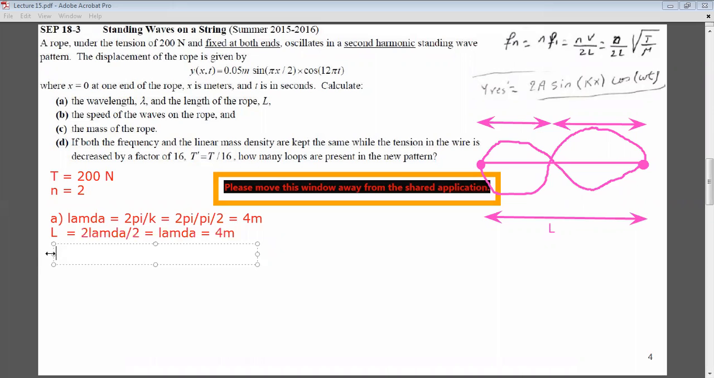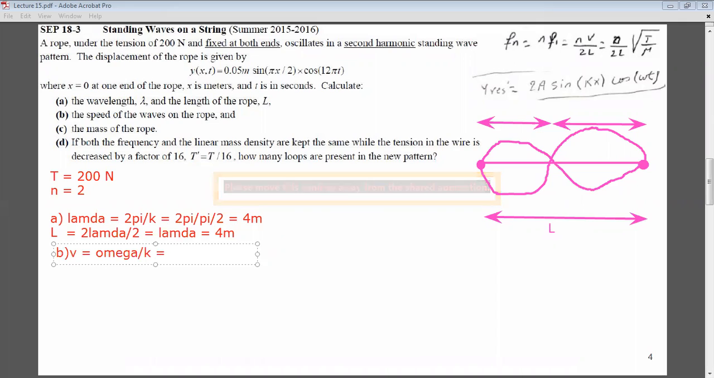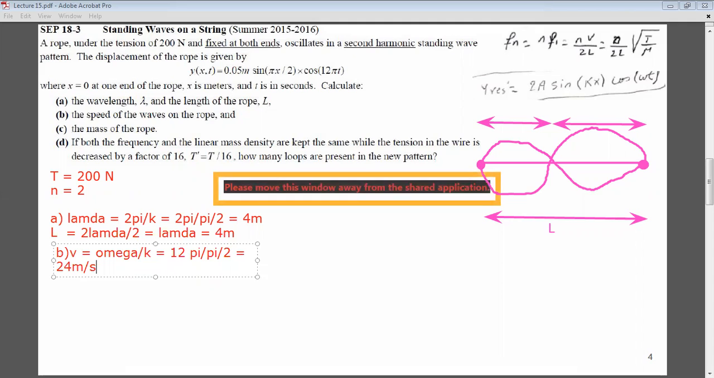Okay, part B. The speed of the wave v. v is equal to omega over k. Omega is given, 12 pi divided by pi over 2, and this will give 24 meters per second. Just a little bit of math.